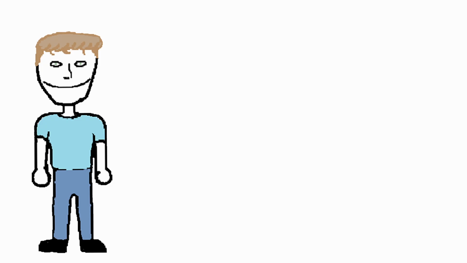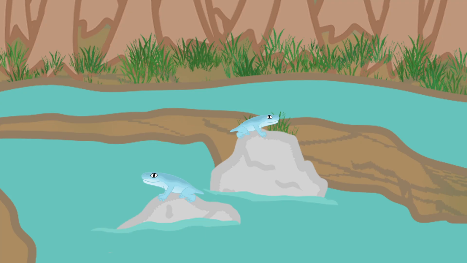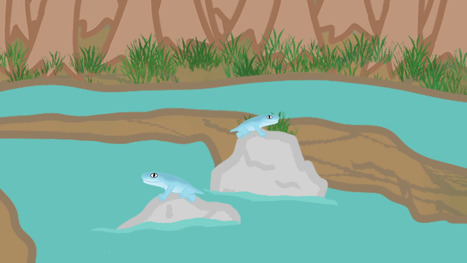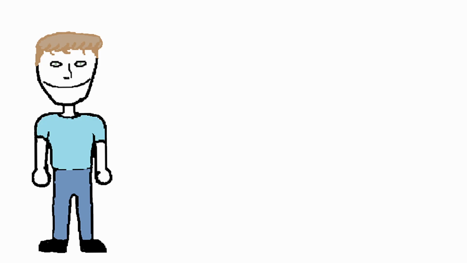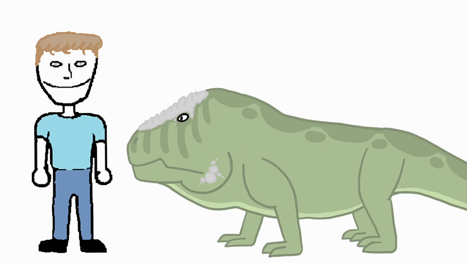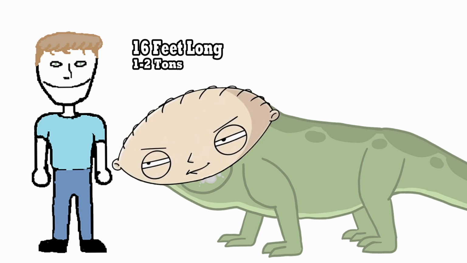Some other familiar faces begin to evolve around this time. Triadobatrachus, the first frogs, filled the early Triassic swamps and waterways, alongside the Mastodonsaurus, a gargantuan amphibian who was doing the whole crocodile thing before it was cool. Another interesting creature popped onto the scene, Erythrosuchus, the largest predator at the time, measuring in at 16 feet long, 1 to 2 tons, and sporting a head that would give Stewie Griffin the sweats.